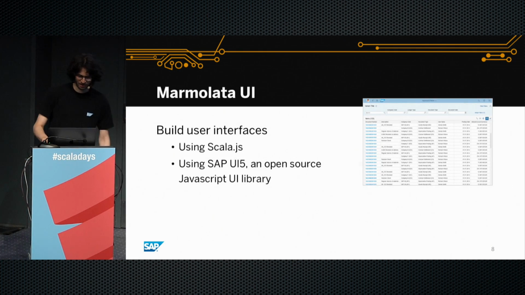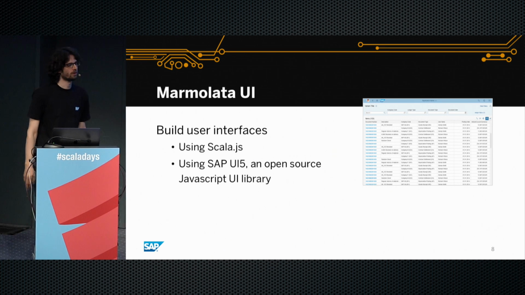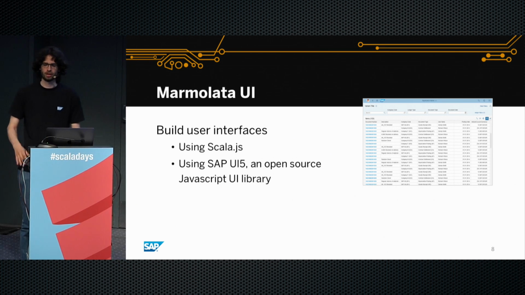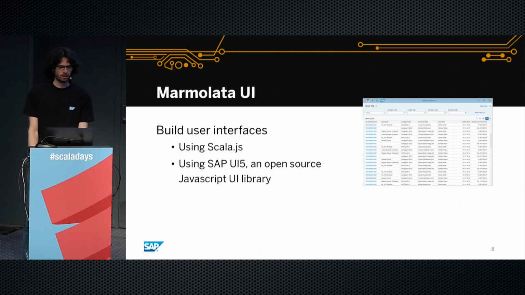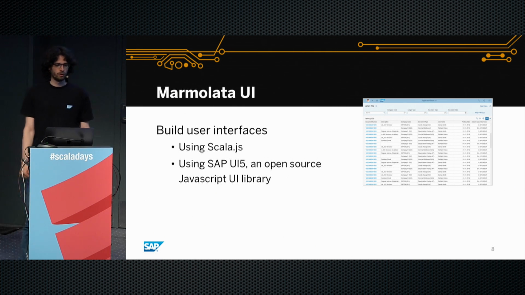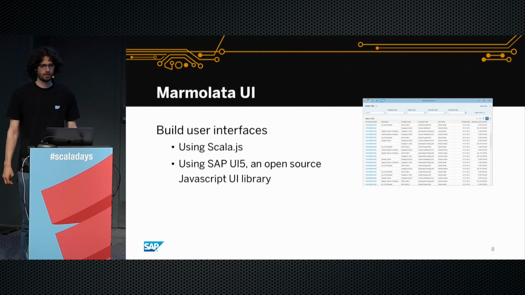Hey, so I'm Fabian. I'm going to concentrate a little bit on the Marmolata UI part now. Carlo has told you about how this whole project looks in general, and I'm concentrating on the front end now. So what are we doing in the front end? We are using Scala.js because we like that Scala.js is typed, and we like all the Scala features. We want to reuse them, and also we want to have a common language for both the front end and the back end.